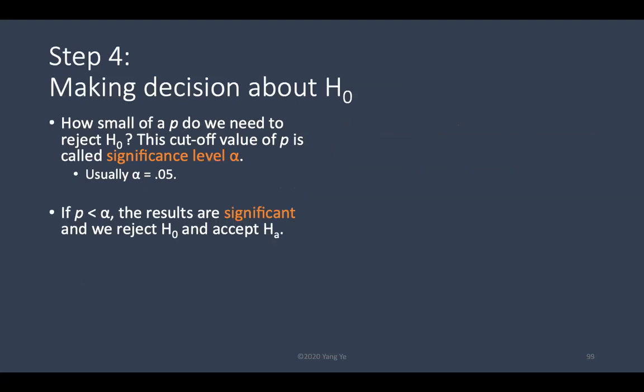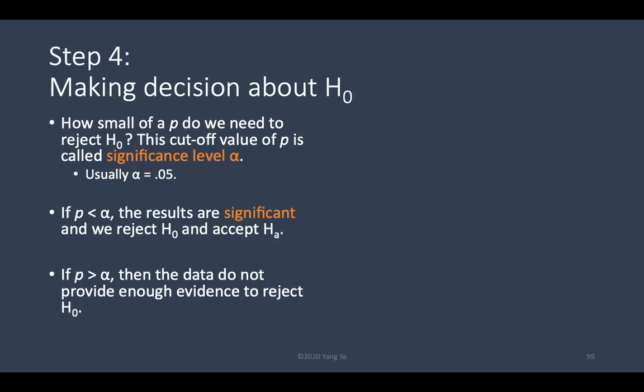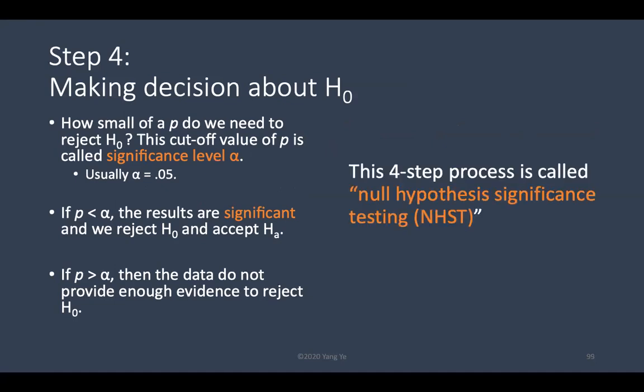The fourth step is to either reject the null hypothesis or not, right? Again, it's a choice of whether to reject it or not, and it doesn't tell us the probability of the null hypothesis being true or false. But this is the whole null hypothesis significance testing procedure.